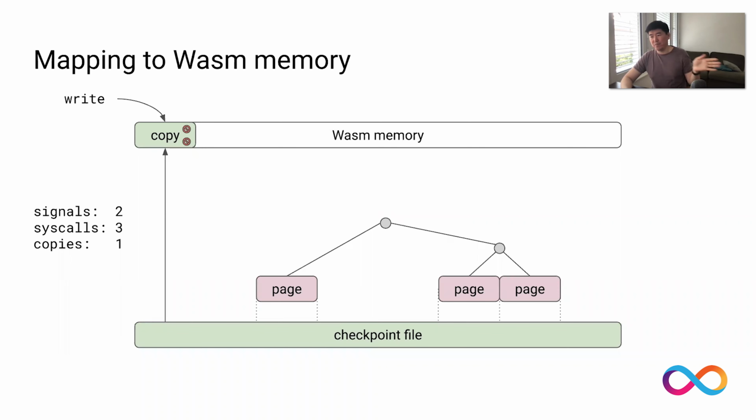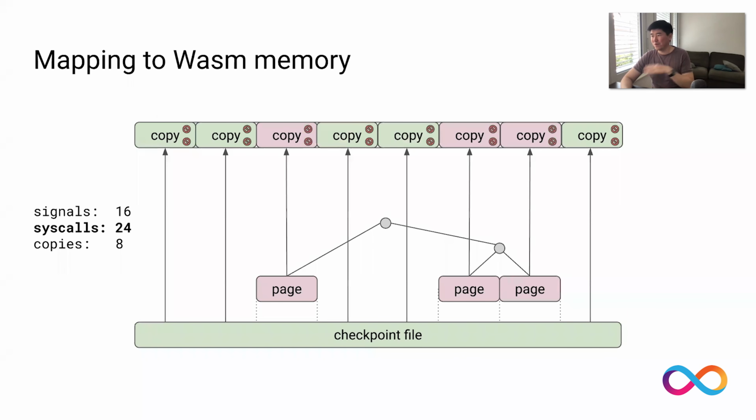And if we imagine this access pattern going over the whole memory, we get many signals. There will be twice as many signals as there were pages, because, assuming the first access was a read and the second is a write, we get 16 signals, and the number of system calls is even more. And this actually turned out to be the bottleneck that we discovered.